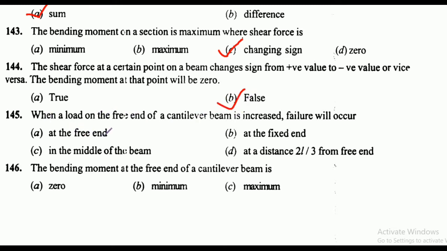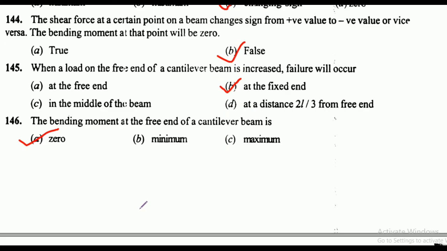When a load on the free end of a cantilever beam is increased, failure will occur. Here friends, these are the options, and here correct answer is option B, at the fixed end. Next is the bending moment at the free end of a cantilever beam is 0, minimum, maximum. Here correct answer is 0.